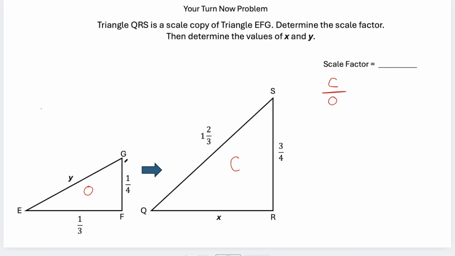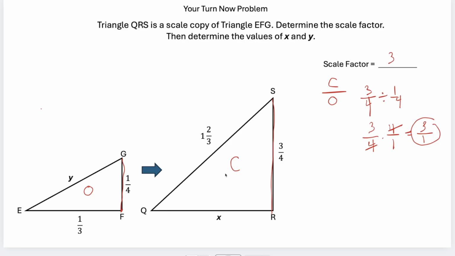And for this one, I know that GF, which is 1/4, corresponds with SR, which is 3/4. So I need to do 3/4. That's the copy value. And I'm going to divide it by 1/4. And when I do keep change reciprocal, we get 3/4 times 4/1. And notice the 4s cancel out, right? So 3 will be on the top and 1 will be on the bottom. So our scale factor is going to be 3. All right, so that's part number 1.